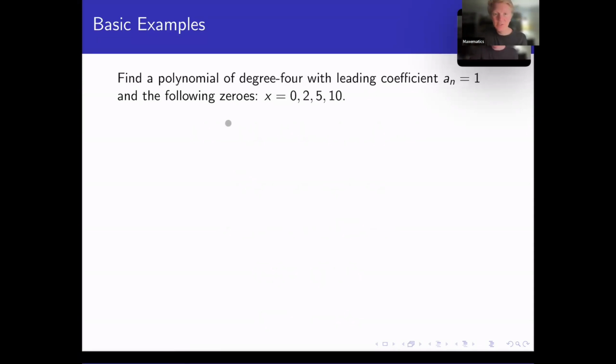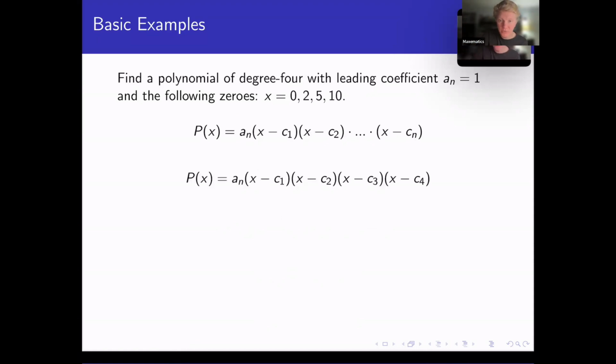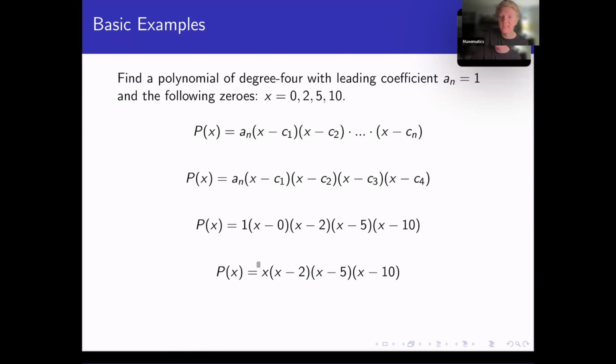Okay. Degree 4, leading coefficient 1 with zeros 0, 2, 5, and 10. Okay, well, if we're degree 4, we're going up to x minus c4. Our leading coefficient is 1. Our first zero is 0. Second zero is 2. Third zero is 5. Fourth zero is 10. All right, well, x minus 0 is just x. And this is a nice factored version, but we can practice our foiling. So these are the best examples of the fundamental theorem of algebra, just using the result of the factorization theorem.